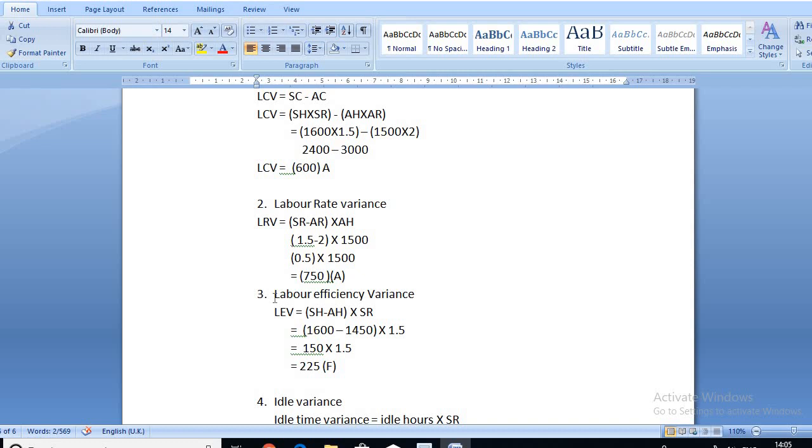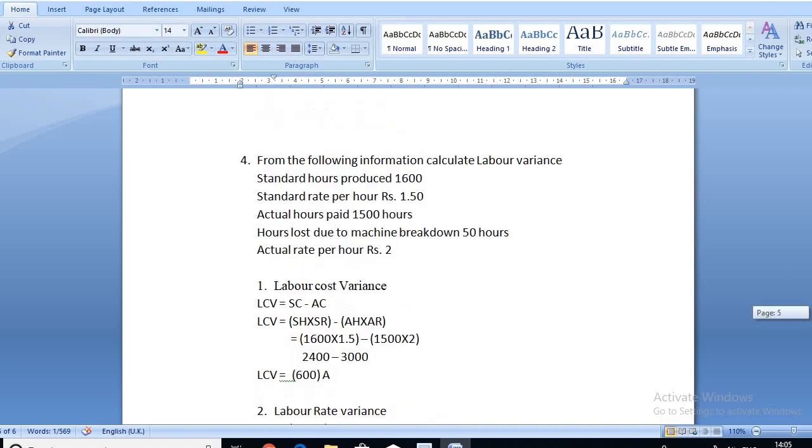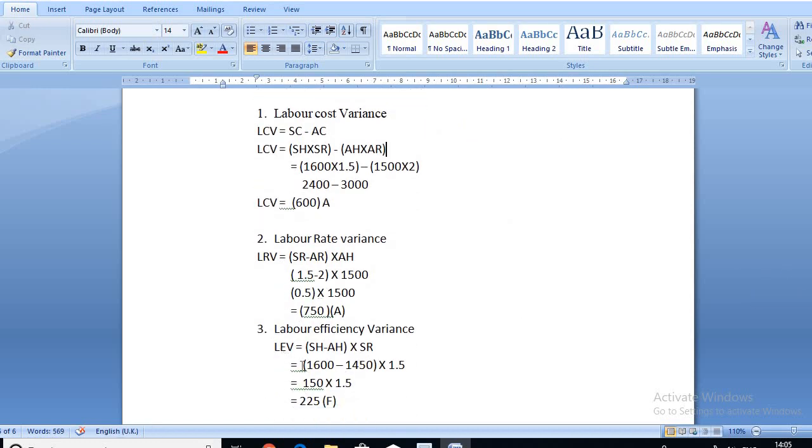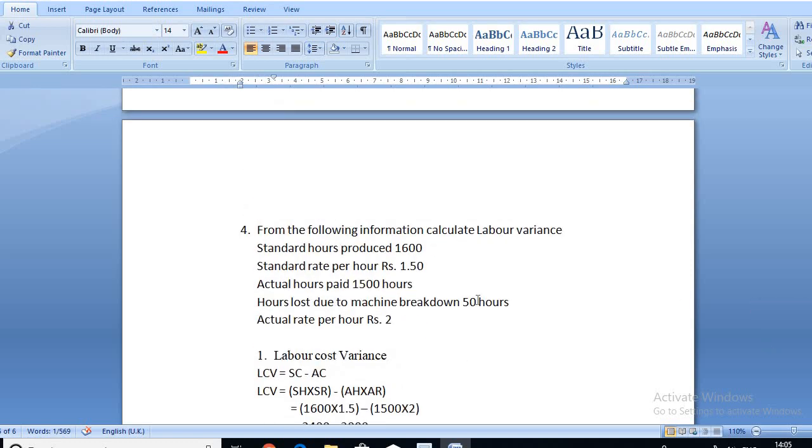Now come to labor efficiency variance. It's the difference between standard hour minus actual hour. In this problem, the standard hour is 1600 hours. So 1600 minus actual hour. So here actual hour is how much? Actual hour is 1500 hours.